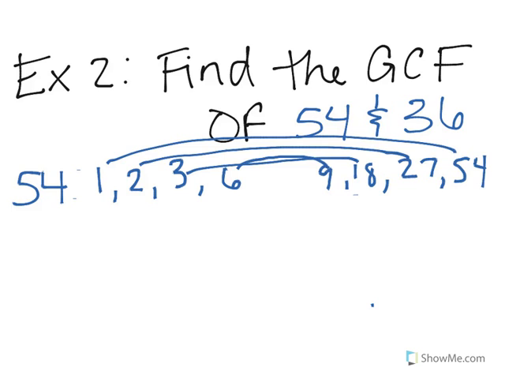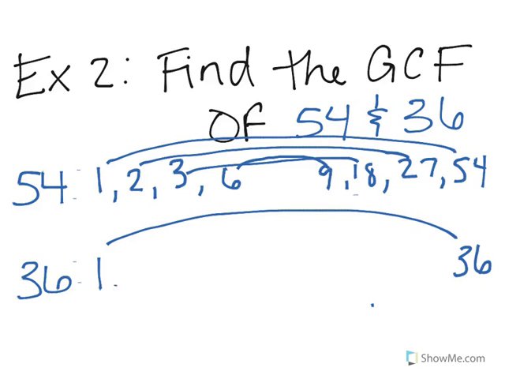So now I'm going to list the factors of 36. All right. 1 can go into 36 36 times. I know 2 can go into 36 18 times. 36 is an even number, so you know 2 can go into it. I know 3 can go into 36. Hopefully we know our 12s. 3 can go into 36 12 times. Oh, I know 4 can go into 36 9 times.